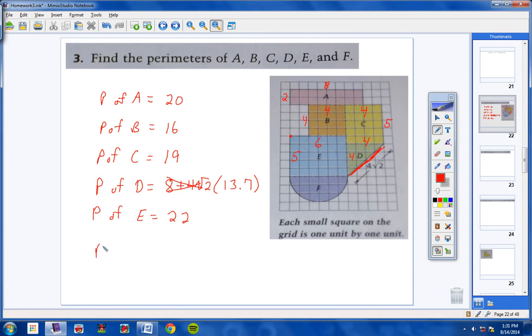And then quickly the perimeter of F. The perimeter of F. Now listen to me carefully. F is a semicircle from here to here. Okay?